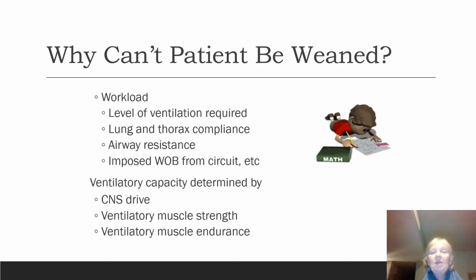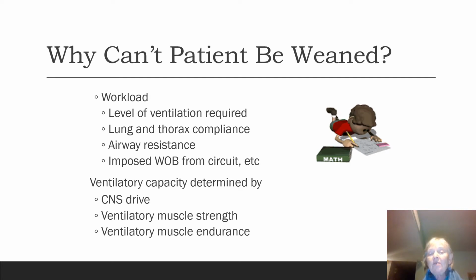So what are some of the things that cause our patients not to be able to be weaned? One is your workload, the level of ventilation that's required. If you've been on assist control for a month or so, you're probably going to have a little bit longer time trying to get off the ventilator at that point. Do you have anything going on with your lungs or your thorax that's going to interfere with you effectively breathing? Do you have airway resistance? Sometimes we can remove this resistance and see how you're doing.